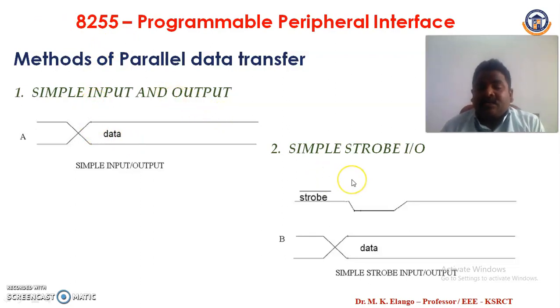Here the second one, simple strobe I/O. Whenever the strobe signal is activated low, the processor comes to know that peripheral devices need data or are ready to transmit the data. With the help of this strobe signal, data is transferred from peripheral to microprocessor and vice versa. This is called simple strobe I/O. This is the second method.